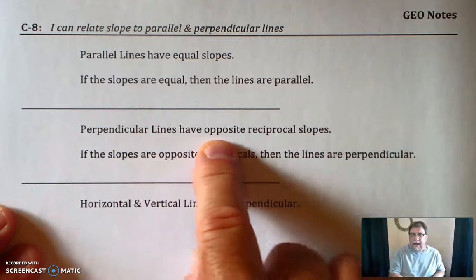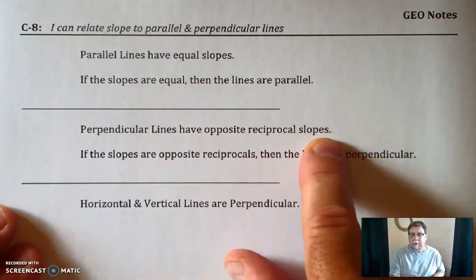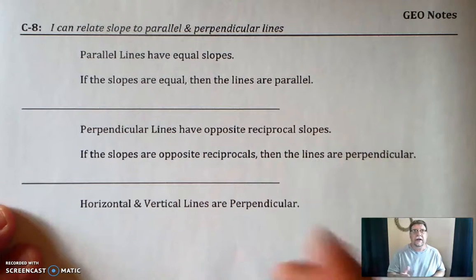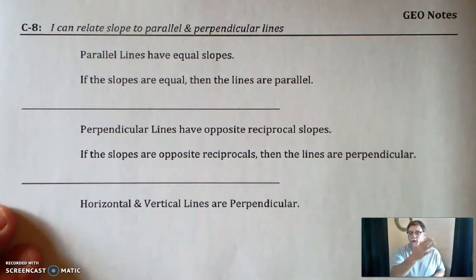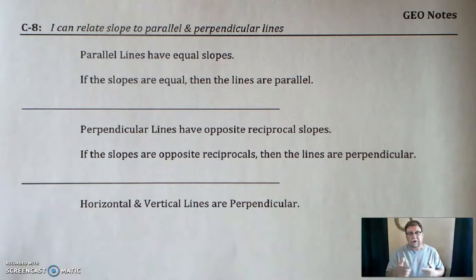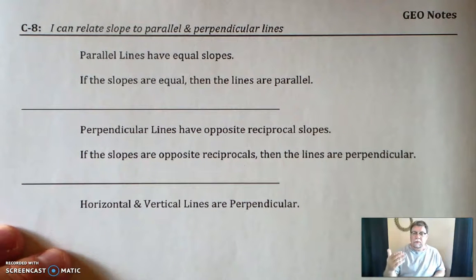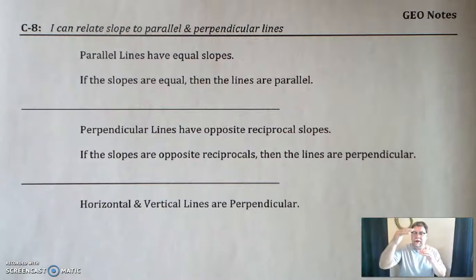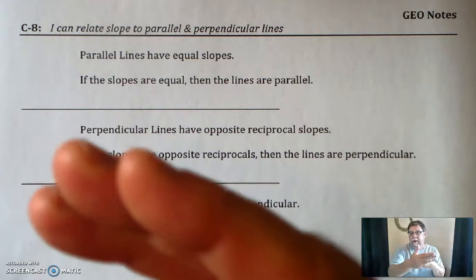Perpendicular lines have what we call opposite reciprocal slopes. So let's say the slope of one line is 2/3. Well, then the opposite reciprocal of that would be a negative slope, and then 3/2. So negative 3/2 would be the slope of the perpendicular line. So again, you take that fraction and you flip it and change the sign. So if it's already negative, it would become positive and the fraction would get flipped.